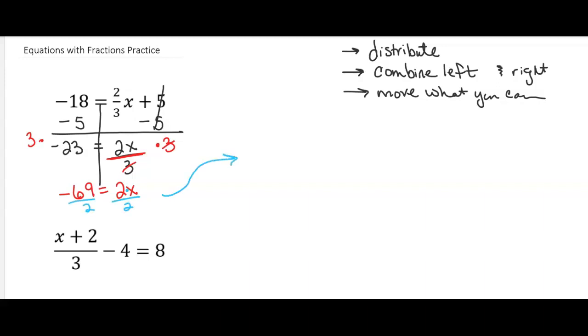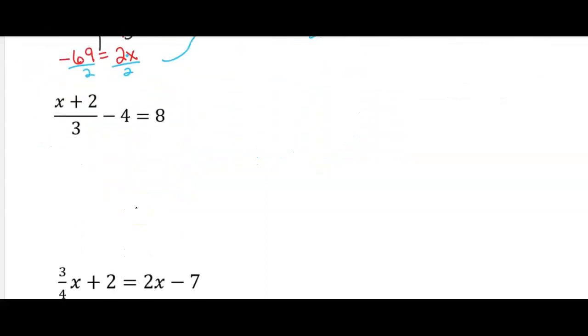I'm out of space, so I'm going to do it over here. And so I get x is negative 69 over 2. You can leave it like that. But that's the same as negative 34.5. Both of those answers are correct. But again, we just do one step at a time. Try not to get overwhelmed by the sight of fractions. All right, let's look at this next one.